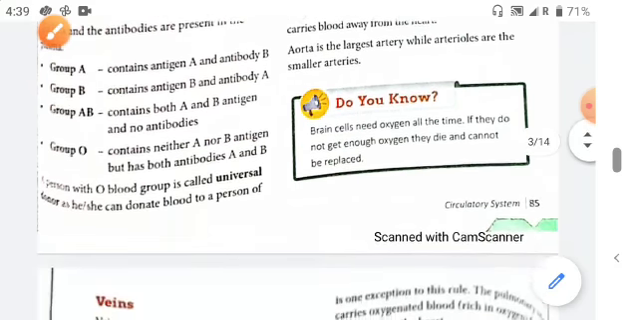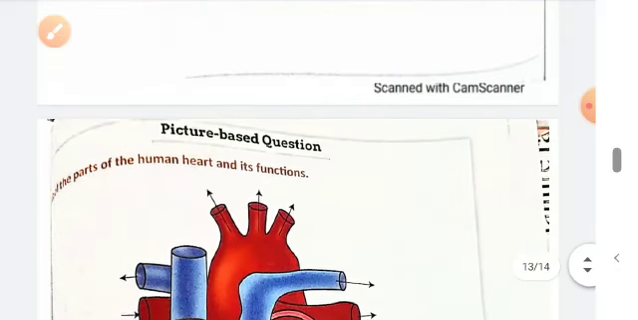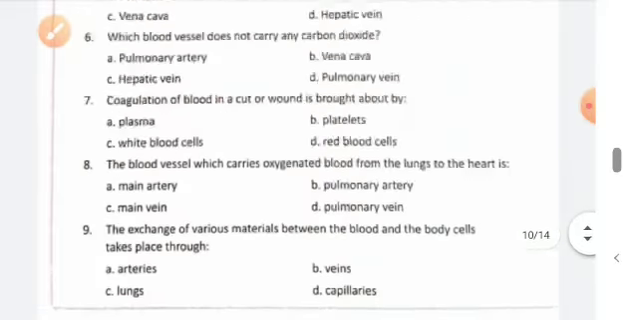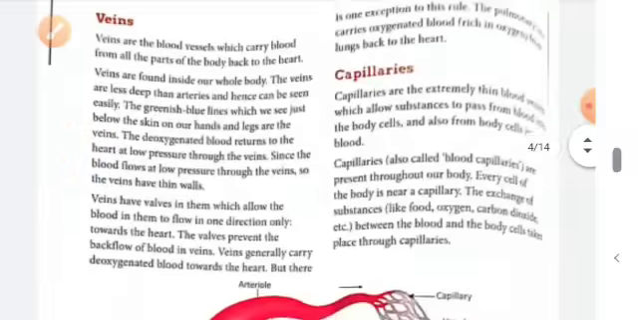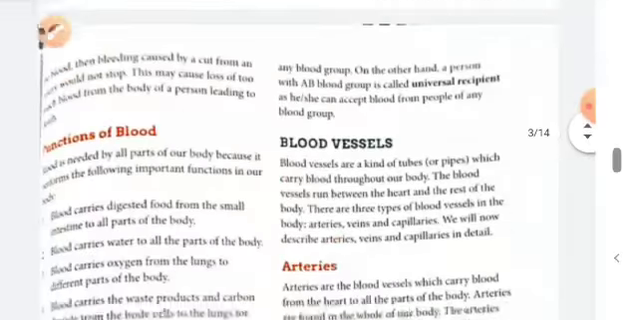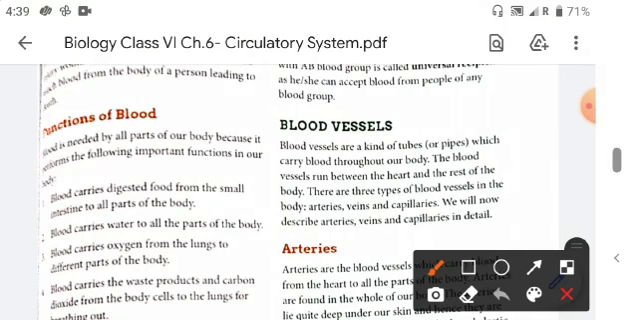This is the reason why blood group O is called the universal donor, because it can donate to any blood group. Okay, now next is blood group AB. The blood group AB is called the universal recipient. Which blood group is called the universal recipient? That is blood group AB, because it can accept all the blood groups.